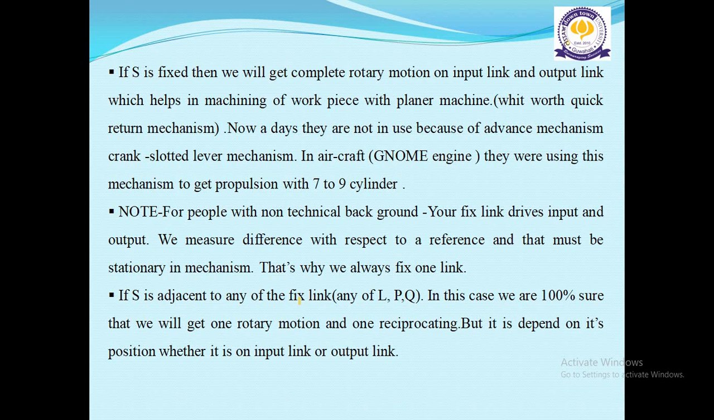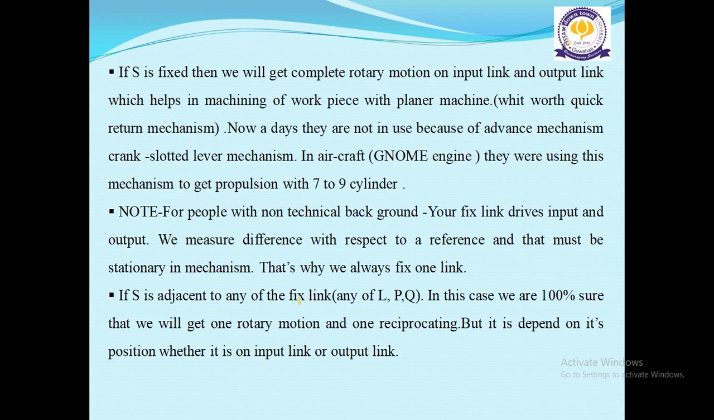Here you can see a note: for people with non-technical background, your fixed link drives input and output. We measure motion with respect to a reference, and that must be stationary in the mechanism. That's why we always fix one link at a time.